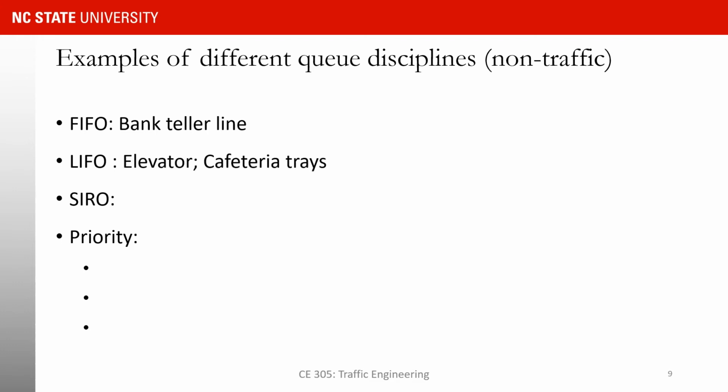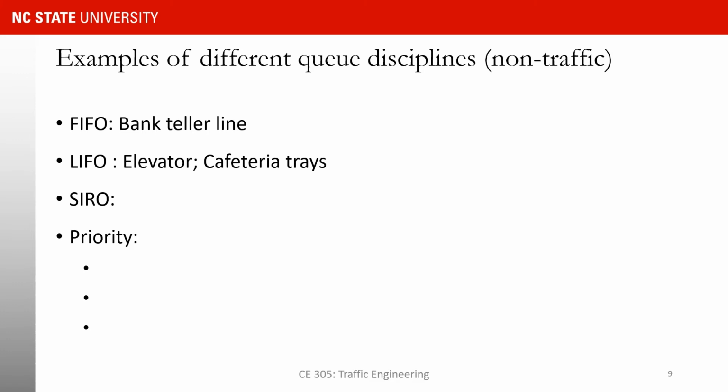Elevator. So usually the last person that enters an elevator is the closest person to the door, especially when the elevator is full. So the first person to exit the elevator is going to be that person. So last person in is first person out.